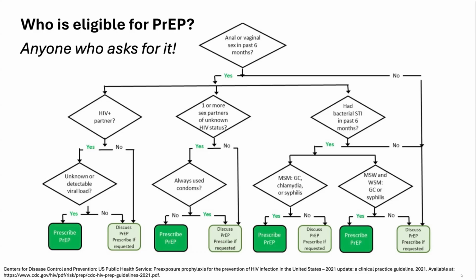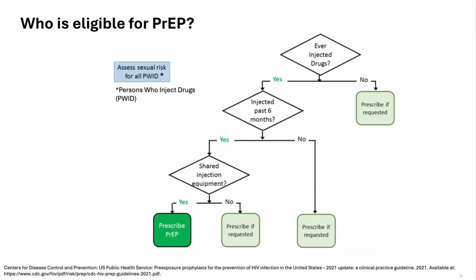Next slide, please. Now, of course, people may also have other potential exposures to HIV, such as through injection drug use. And so if someone has injected drugs in the past 6 months and has shared injection equipment, then PrEP would also be indicated. And of course, people may have both sexual and injection drug use related exposures to HIV, so it's important to ask everyone about both sets of exposures. Next slide, please.